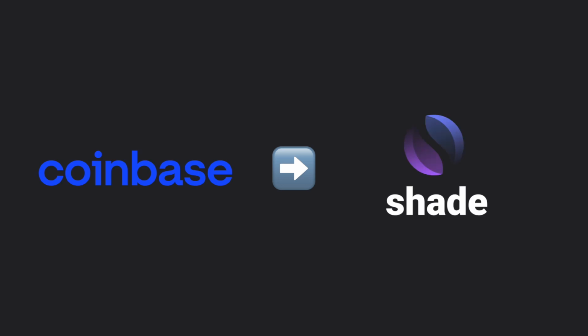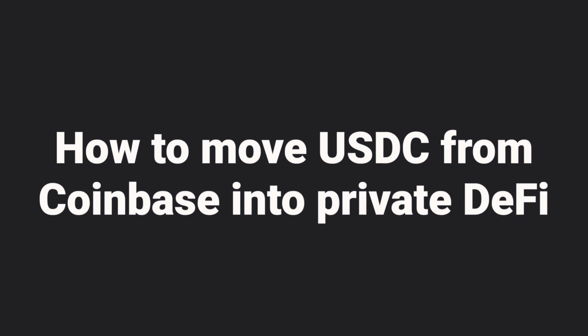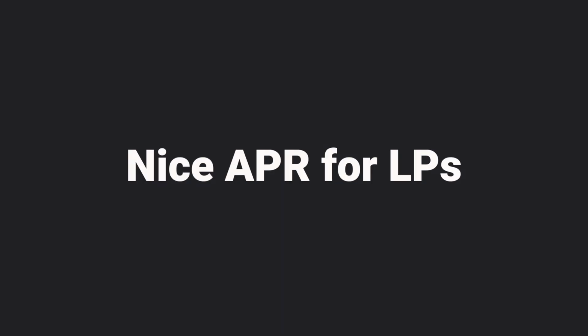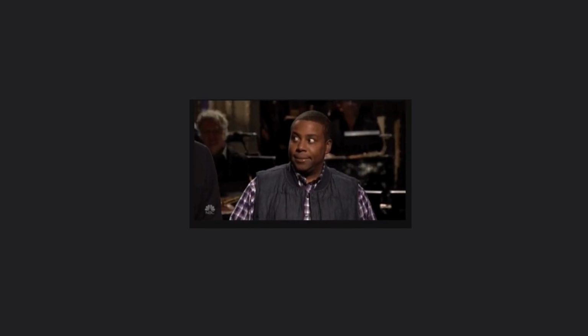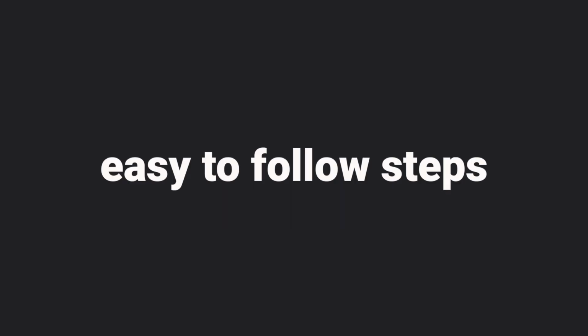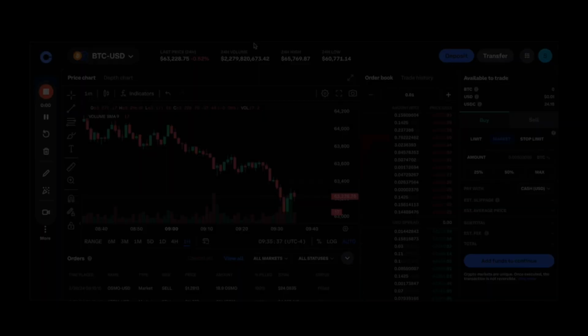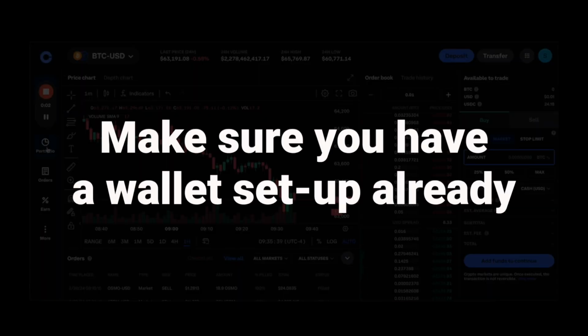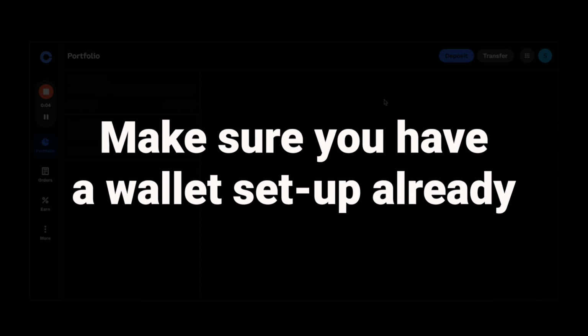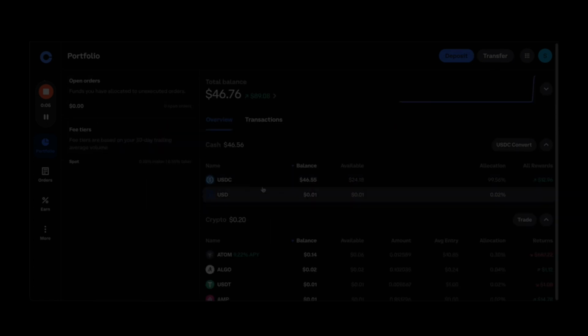the wide open spaces of private DeFi in your own wallet on Shade Protocol, where you can even earn some very attractive APR by LPing. Not sure how? No worries, it's easy, and you'll see how in just a couple minutes. The only prerequisite to following the steps here is that you have a wallet setup. We'll also link a Keplr wallet setup video in the description for you.